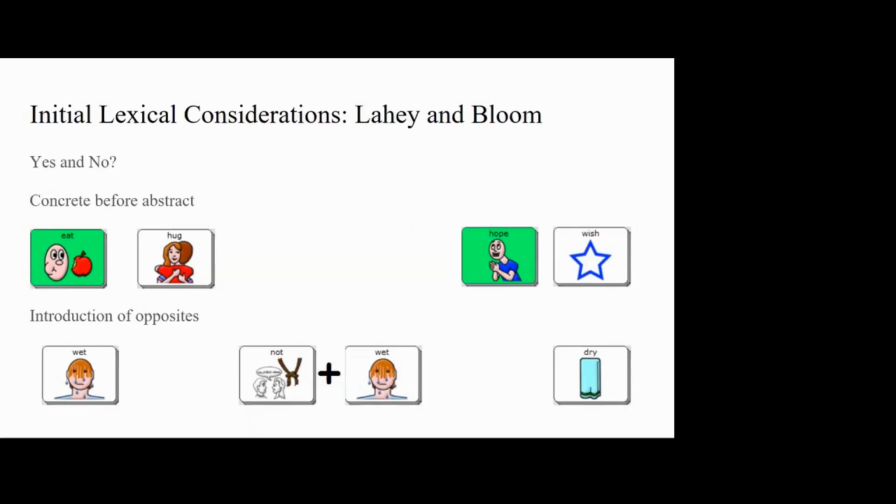When I read this for the first time, I didn't know that. The other thing they talk about is introducing concrete before abstract words. And that doesn't necessarily mean nouns before verbs. So you might want to introduce words like eat or hug before you introduce words like hope or wish, because they're more easily, more concretely represented in pictures, right? They have easier iconicity.